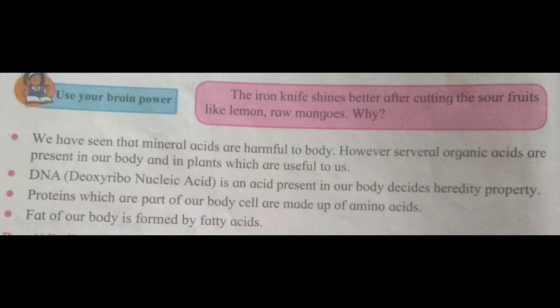Apart from these, the waste substances collected from the cell also consist of uric acid. In our stomach, gastric acid is present. So these are the different types of acids that are present in our body, which are very, very useful except uric acid.